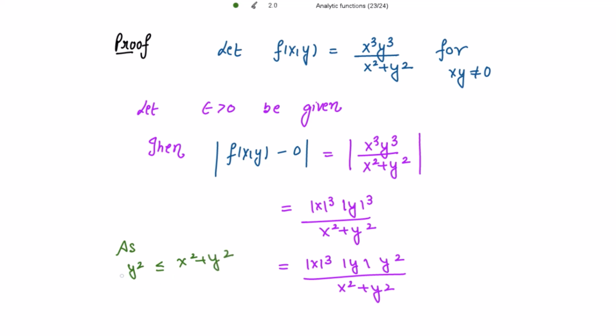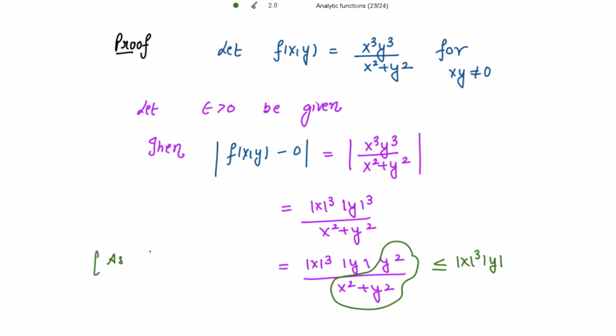Now as this y square is less than or equal to x square plus y square, if I take this to the denominator of y square, I get y square divided by x square plus y square less than or equal to 1. So this is less than or equal to 1, which means I am getting this to be less than or equal to mod of x cube into mod of y. Writing the reason for this: as y square is less than or equal to x square plus y square, this implies y square divided by x square plus y square is less than or equal to 1.